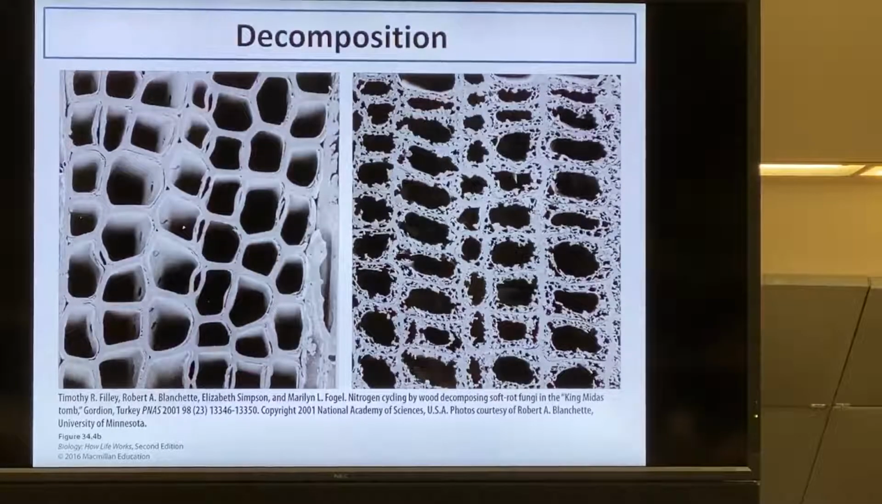So I thought these were kind of cool pictures. They're showing you here what regular cedar wood looks like, and then what cedar wood in, let's see, King Midas's tomb looks like. So the wood was essentially infiltrated by fungi, and so you can see that it's decomposing the wood of that tomb. So I thought that's kind of an interesting comparison, where you can see what it normally looks like versus what it looks like when the fungi are breaking it down.